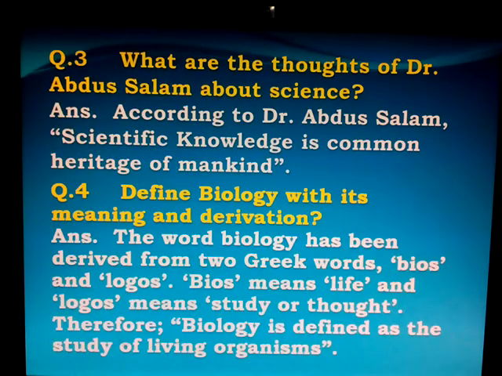Question number 3. What are the thoughts of Dr. Abdus Salam about science? Dr. Abdus Salam, Nobel Prize winner, a very famous scientist. He said that scientific knowledge is the common heritage of mankind. It does not belong to one person. It belongs to the whole mankind. So it is the heritage of whole mankind.